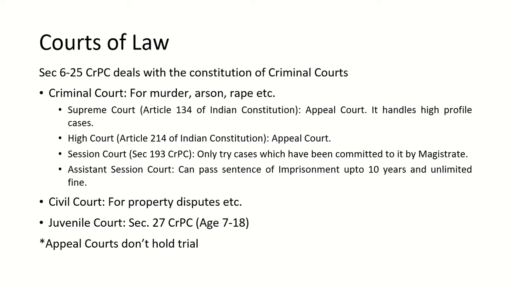Assistant Session Court, it can pass sentences of imprisonment up to 10 years and unlimited fine. So this is the hierarchy in the decreasing order: Supreme Court, High Court, Session Court, and Assistant Session Court. So, civil court. Now, civil court is for property disputes, etc. Juvenile court, it is described in section 27 of Cr.P.C. It is for the offenders between the age 7 to 18.